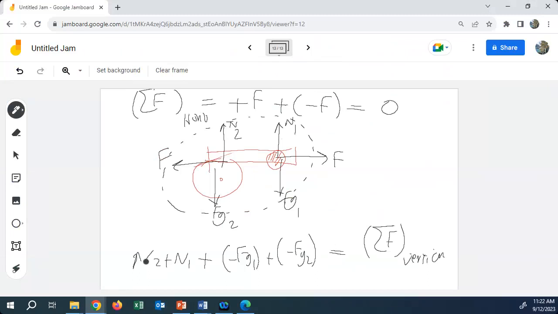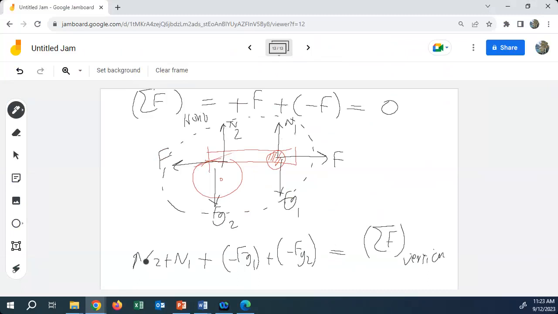This is important: when we put them in one system, Newton's third law forces are considered internal forces. They cancel each other, because we are analyzing this as one system.